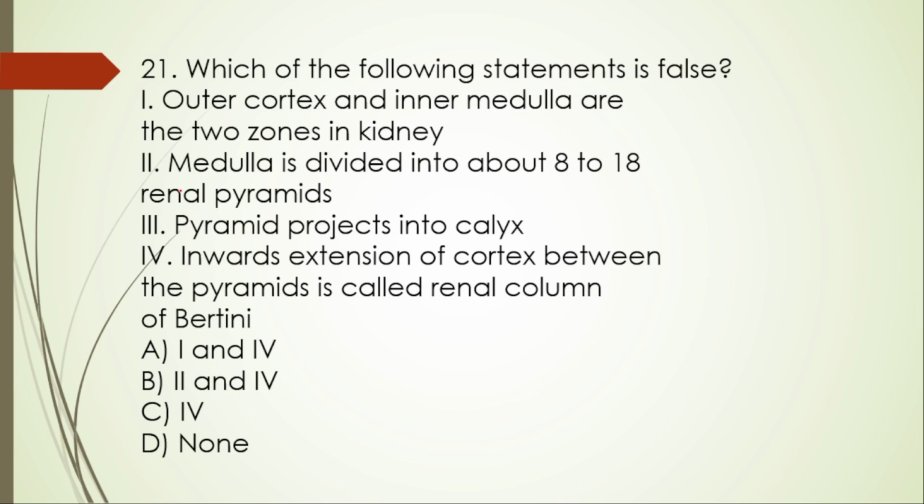Next, 21st question. Which of the following statements is false? First one, outer cortex and inner medulla are the two zones in the kidney. Yes, this one is right. Medulla is divided into about 8 to 18 renal pyramids. Yes, this one is also right. Pyramids project into the calyx. This one is also true. And the last one, inward extension of cortex between the pyramids is called the renal column. So this one is also true. All four statements are correct, so the right option will be none, because he is asking for the false one.